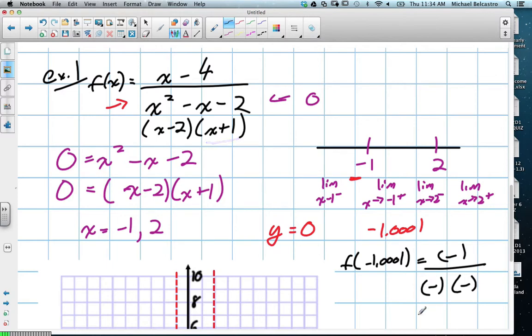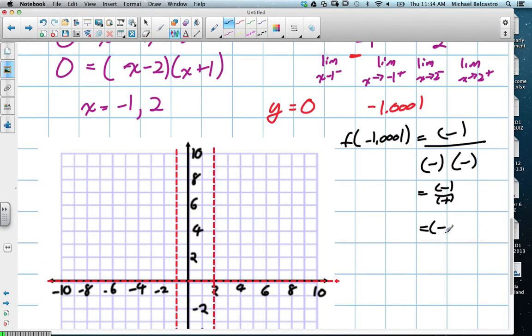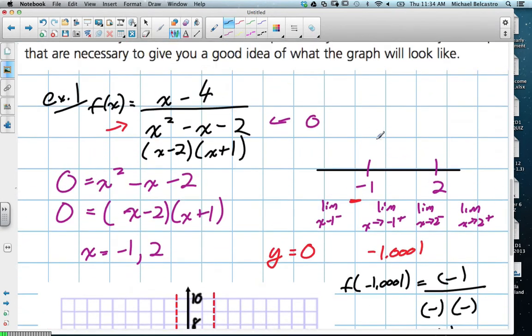So now that we have this, we'll have a negative over a positive, which means what do we have? Negative infinity. So we are trending towards negative infinity when we approach negative 1 from the left. So our function is doing this. It's heading towards negative infinity.